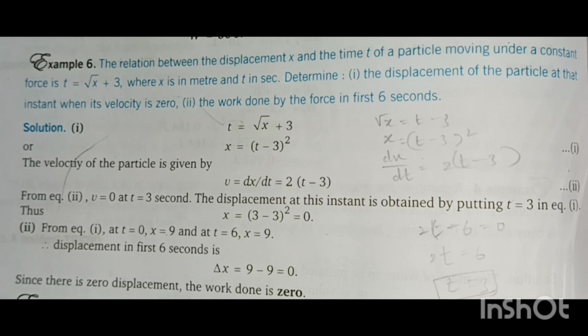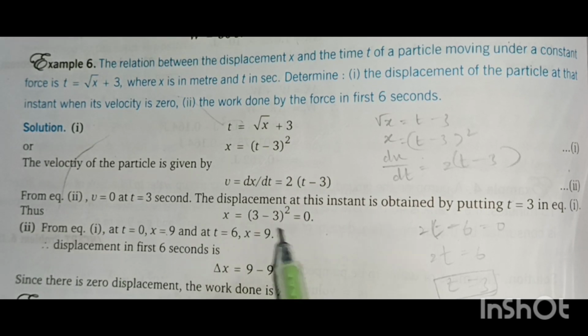So we have found the time. Now we substitute t equals 3 in the displacement equation so that we get the displacement, because the question is the displacement. We have used the condition velocity equals 0 and got the time equal to 3 seconds. So substituting t equals 3 in the displacement equation, it is (3 minus 3) whole square, which is 0. So the displacement was 0. Next, what is the work done by the force in 6 seconds?